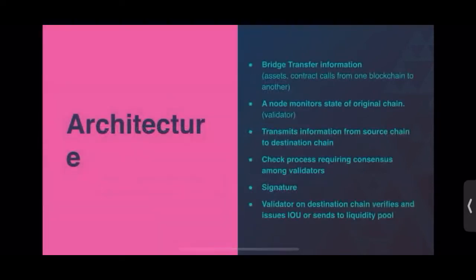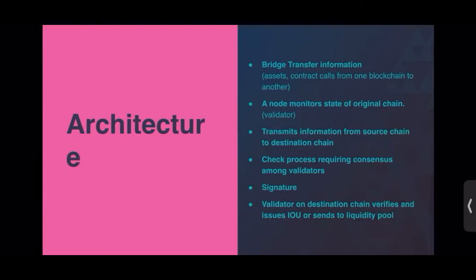Now, as an architecture, whenever you transfer information, you are able to transfer assets and contract calls from one chain to another. How that looks is you have a node that monitors the source chain, the original chain. That will be the validator. The validator then transmits information from the source to the destination chain. In between, there are a lot of checks happening. One check is the required consensus among validators, and the second is the signature. Then the validator on the destination chain would verify the signature and typically issue an IOU.